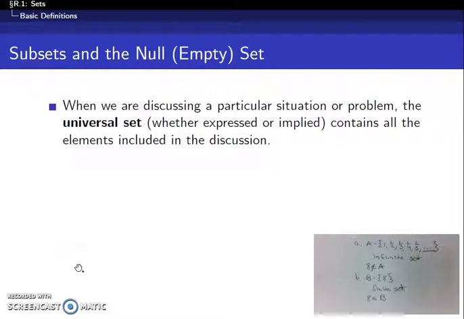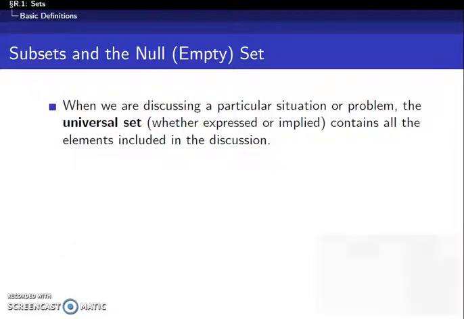Alright, so some other definitions. When discussing a particular situation or problem, the universal set, whether expressed or implied, contains all the elements included in the discussion. Most of the time, if it's expressly stated what the universal set is, we generally denote that by the letter U, and then we list the elements of the universal set. Otherwise, it might be implied by the problem and the situation there.